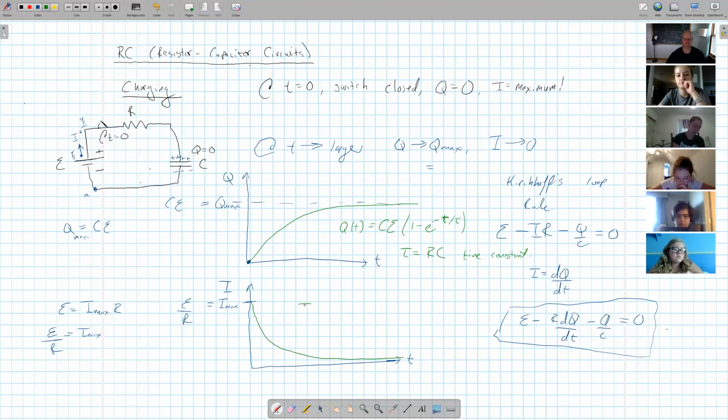For the current running through the resistor as a function of time, it is equal to the maximum, which is E divided by R, times e to the minus t divided by tau, where tau is again that same time constant. This is the time constant. So this is what's happening in an RC circuit.